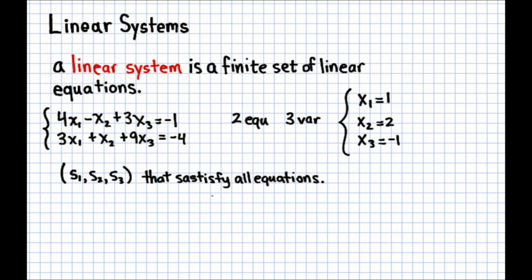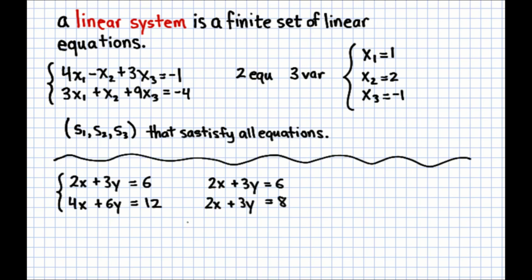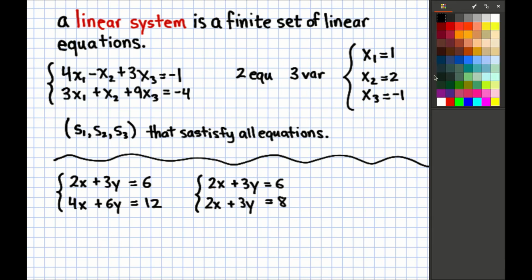Okay, well, not all systems have solutions. So, what would be an example of something that doesn't have a solution? Out of those 2 systems that I've just written, which one of them does not have a solution? It would be this one right here, the one that says 2x plus 3y equals 6 and 2x plus 3y equals 8. That does not have a solution.